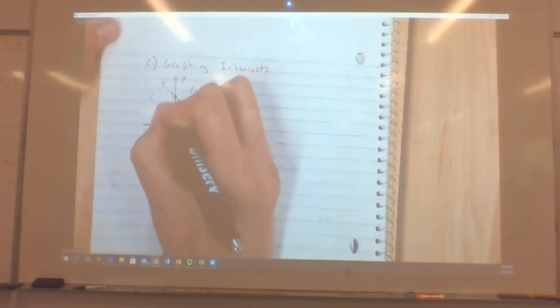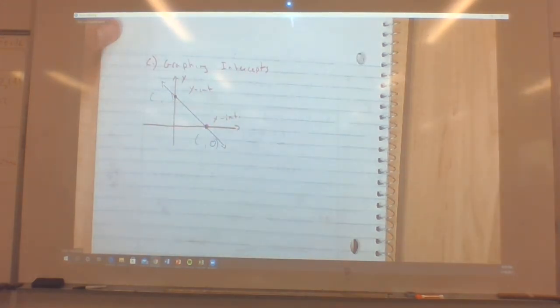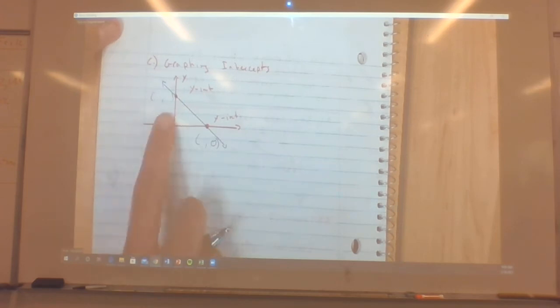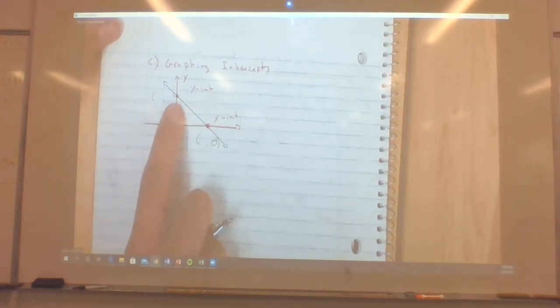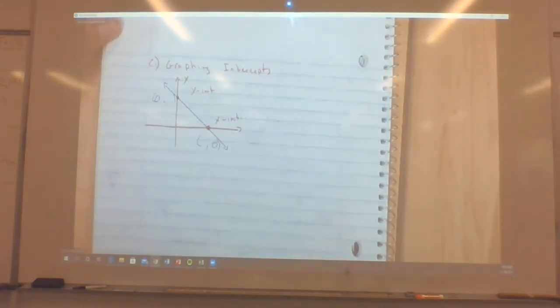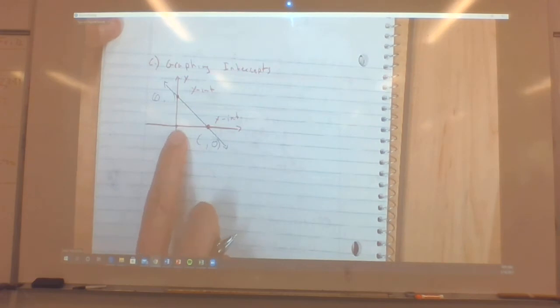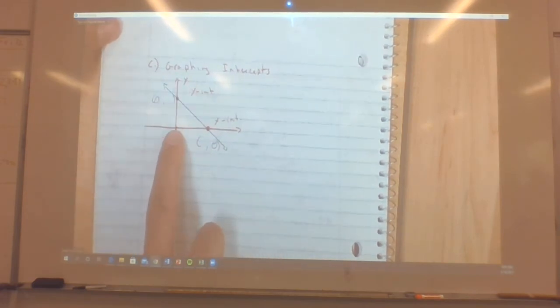How about over here? What's the x value for this point? 0. Because at this point, my x is 0. Along this entire line, my x value is 0, along this line. Along this line, my y value is 0.